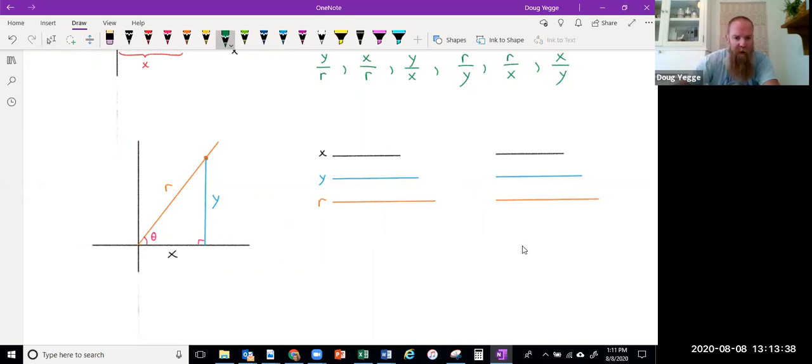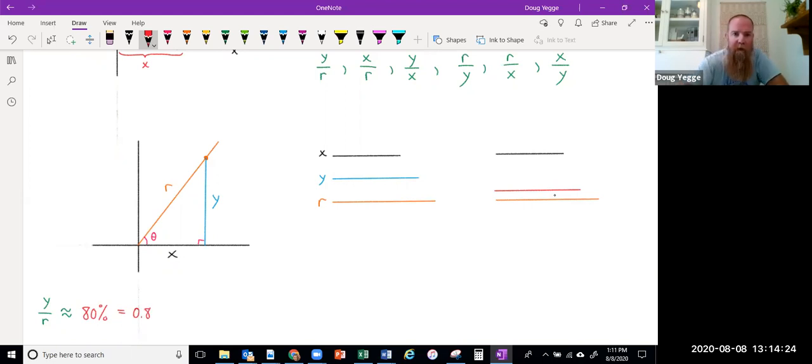So looking at y over r, if I look at how big is y, this length right here, how big is the blue compared to the orange? Well, if I was to just overlap those and see how big one is compared to the other, it looks like it's about 80% the size. So I'm going to say that y over r is approximately 80%. Now we typically don't write it in terms of percentages, so we would say 0.8.